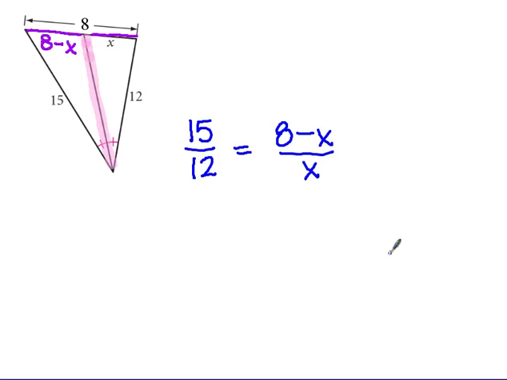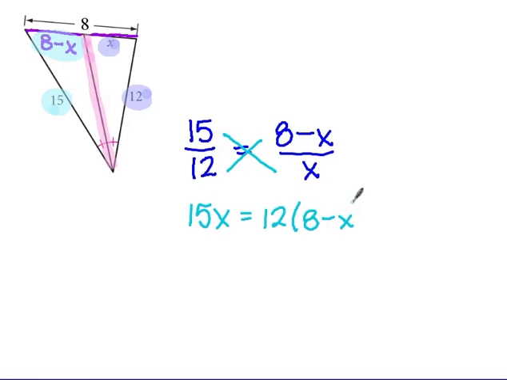Now for those of you that didn't get this, we've got 15 on this side, and I know that is going to be over 12. So why do I use the 8 minus x first? Because that's on the same side as the 15. So I've got 8 minus x there, divided by x here. So cross multiply. What I need to do here is take 15 times x, which is 15x. Here, you've got to distribute the 12 to the 8 minus x.